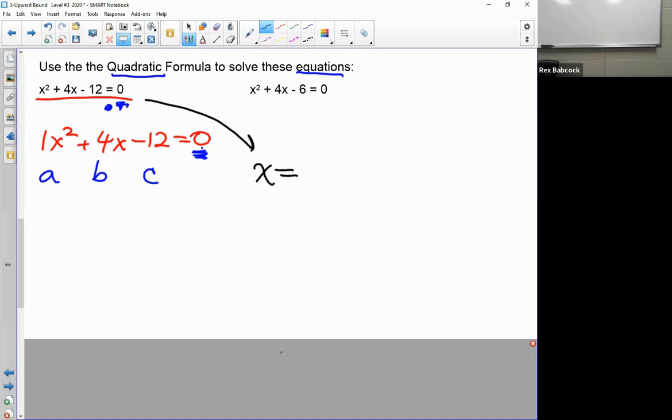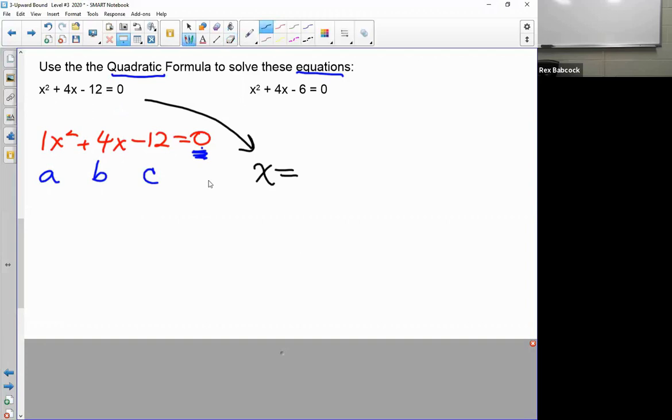In other words, we could just start plugging and chugging. I would try 1. 1 plus 4 minus 12. Nope, it's not 1. Mark it off. I could try 2. 2 squared is 4. 4 times 4 is 16. 16 and 4 is 20 minus 12 is 0. Nope, it's not 2. Couldn't do that. And eventually, if you had enough patience, I suppose you could solve it. But the quadratic formula goes right to the solution.